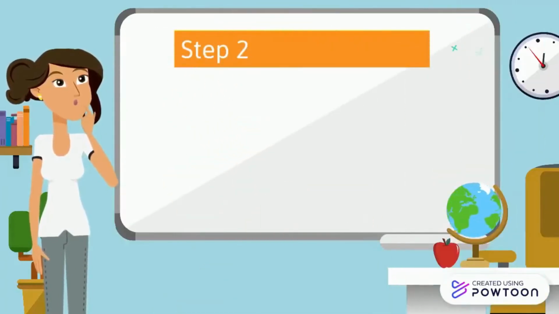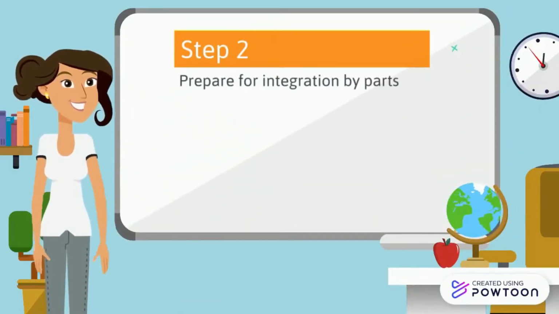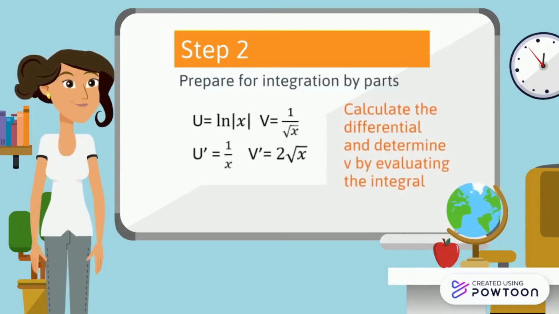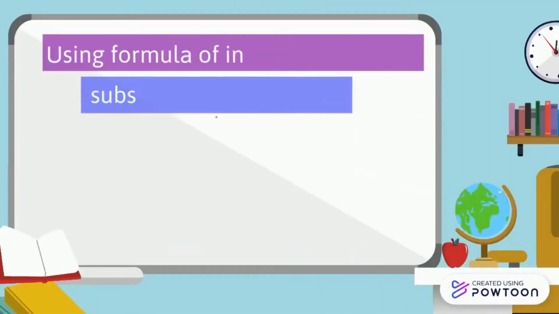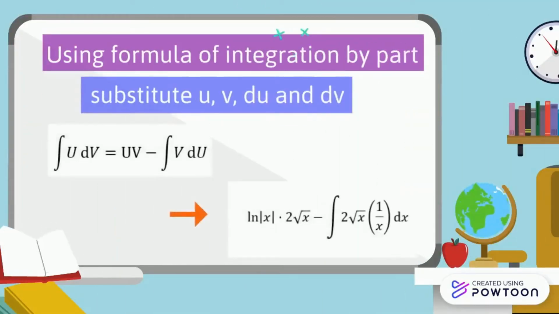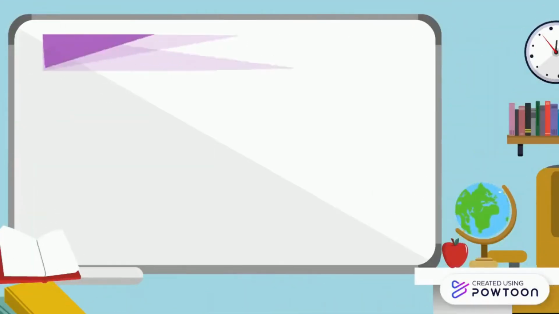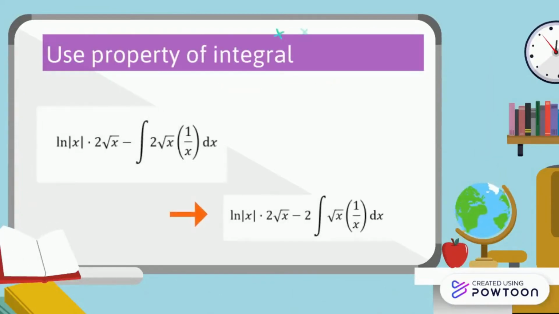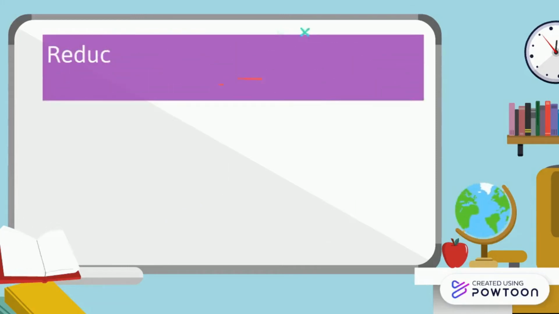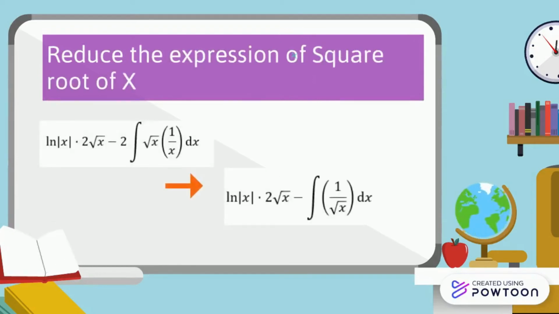Prepare for integration by parts by defining u and dv, calculate the differential, and determine v by evaluating the integral. Substitute u, v, du, and dv into the formula of integration by parts. Use the property of integral where a constant factor can be moved across the integral sign. Reduce the expression with square root x, so we will get 1 over square root x.